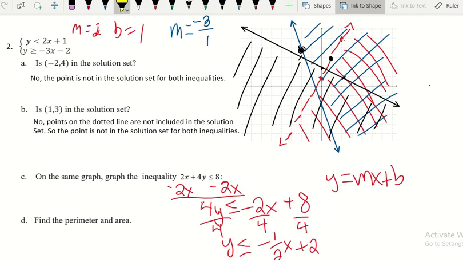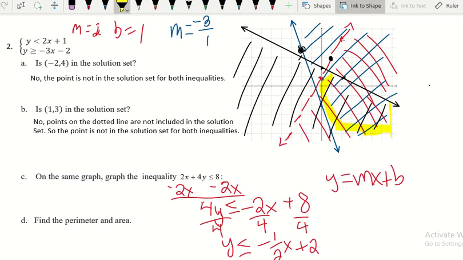triangle here, which we're not going to do the perimeter and area on this one. But this would be the triangle that we're looking for. Actually, it's not. So the region that's actually covered by all three inequalities is this region right here.